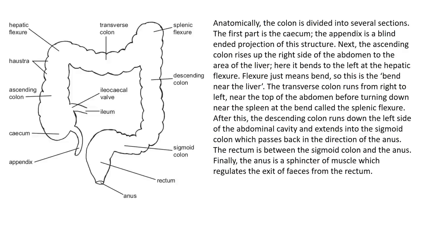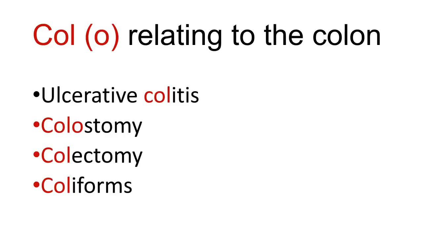Well, I've included here a quick review of the components of the colon, if you want to remind yourself. Now, col or colo is relating to the colon, the large intestine. And this actually derives from the Greek for colon, which is colon, with a K, K-O-L-O-N, but we spell it with a C. So ulcerative colitis, inflammation and ulceration of the colon. Colostomy, an artificial opening. So if the colon is taken and the opening of the colon is made on the abdominal wall, then the fecal material can be collected externally in a colostomy bag. Colectomy would be surgical removal of the colon. So sometimes after a partial colectomy, a colostomy would be formed.